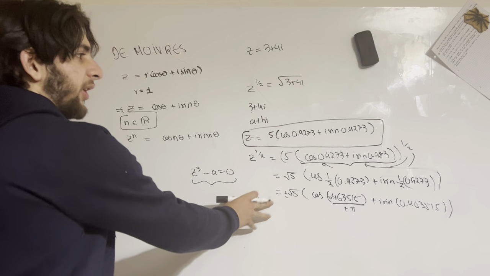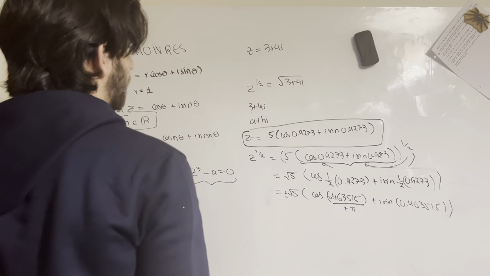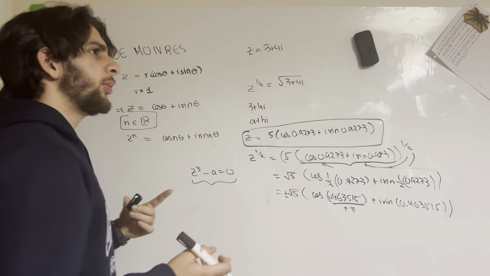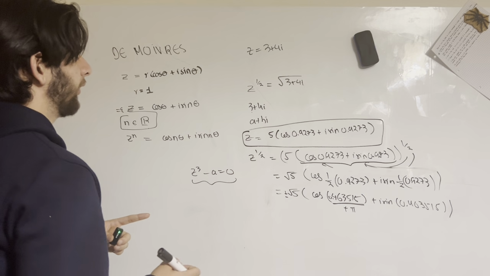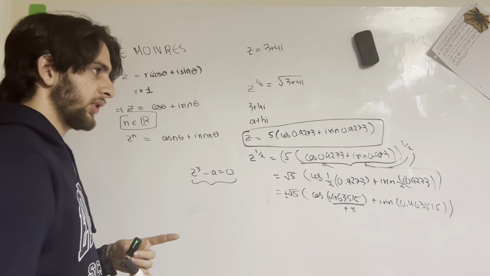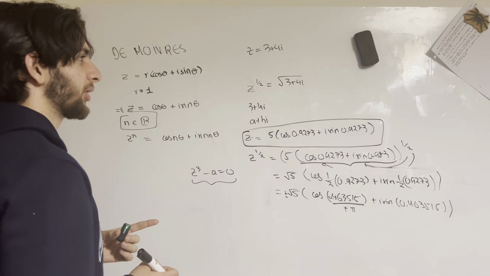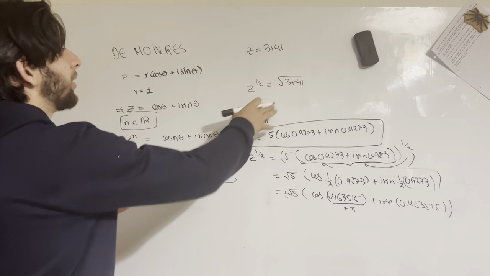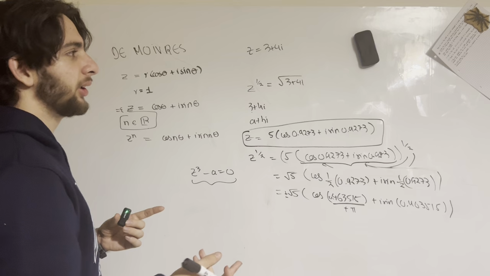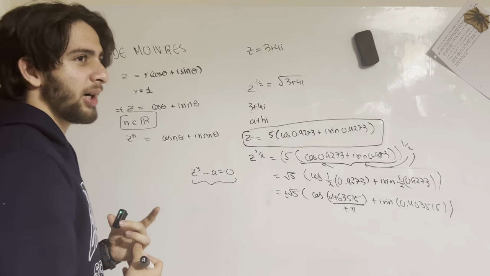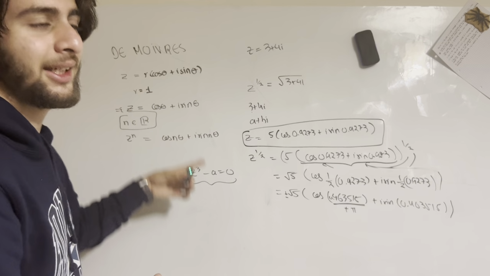So that is a very, very fast way in which you can compute square roots, cube roots, fourth roots of any complex number that's given to you. And it doesn't need to be any sort of nice complex number either. It doesn't need to be 3 plus 4i. It doesn't need to be any sort of Pythagorean triple. This works for any complex number.